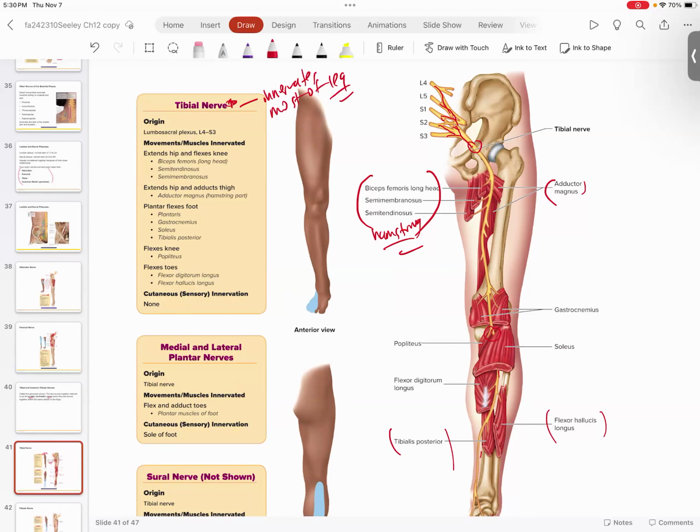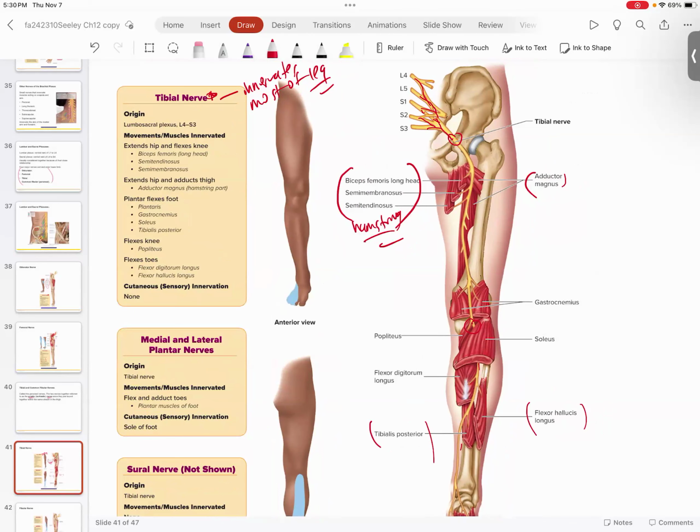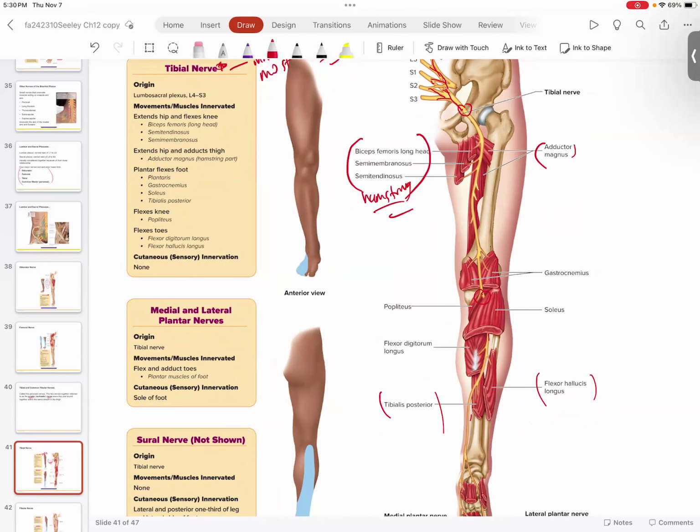In one way or another. So between the tibial and the obturator and the femoral, these are really, really major nerves that are designed to pretty much give all sensation and muscular control to your lower leg, upper and lower leg. The medial and lateral plantar nerves and the sural nerves are lesser in nature, but these are branches of the tibial nerve as it goes further down.